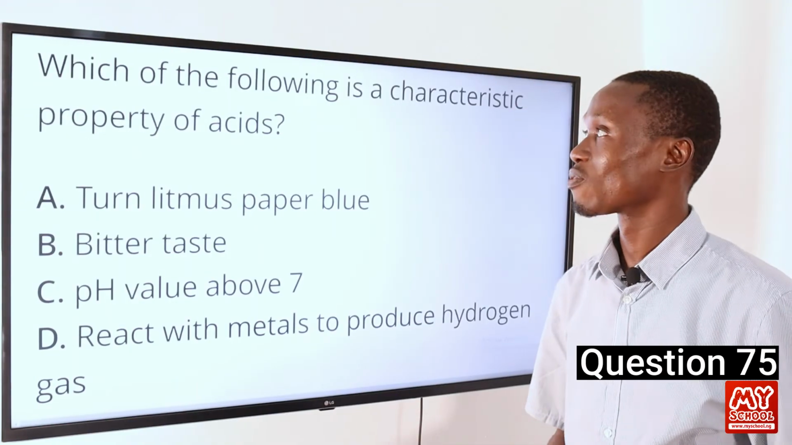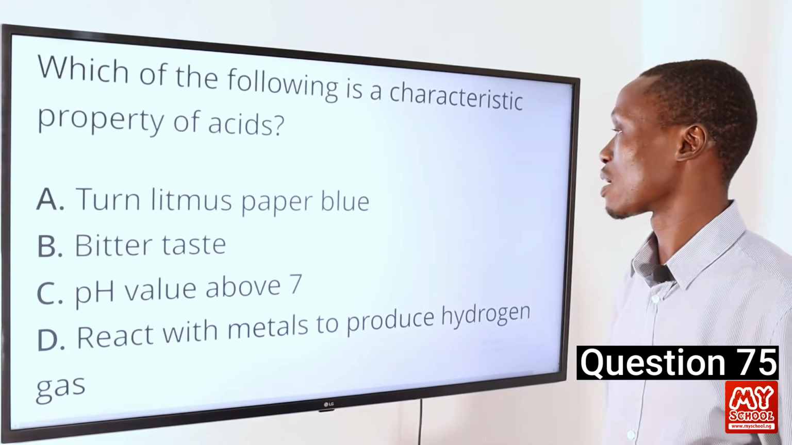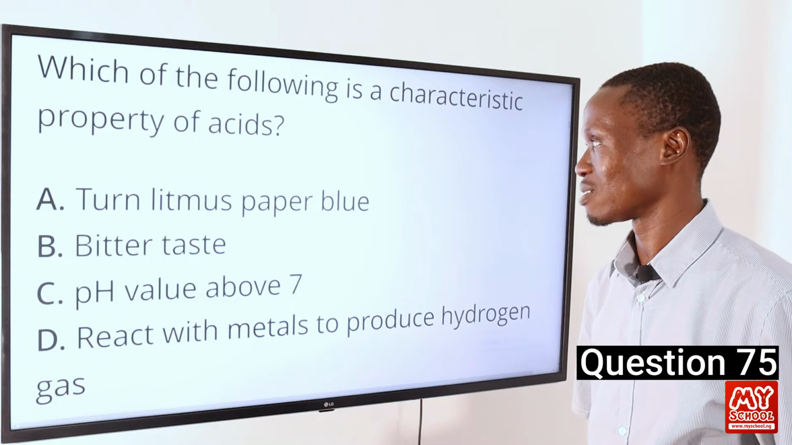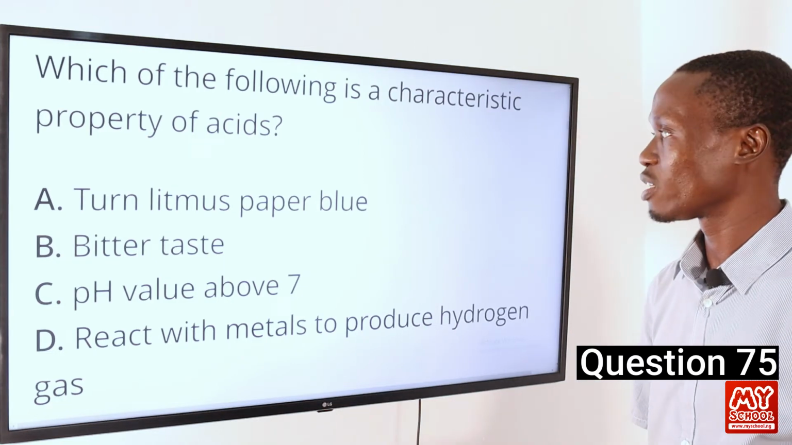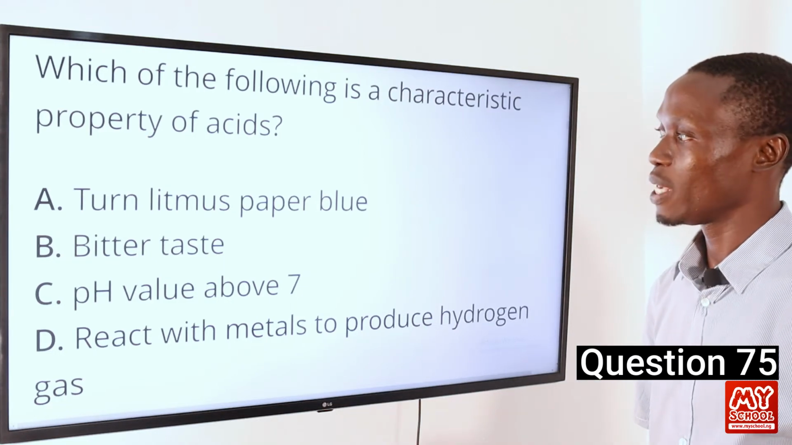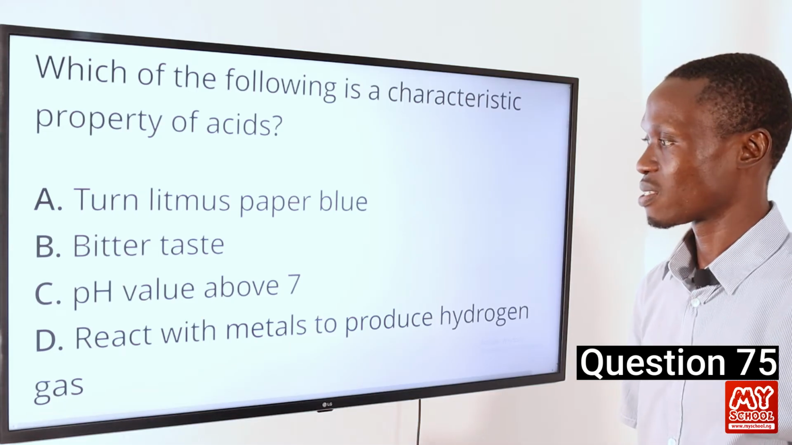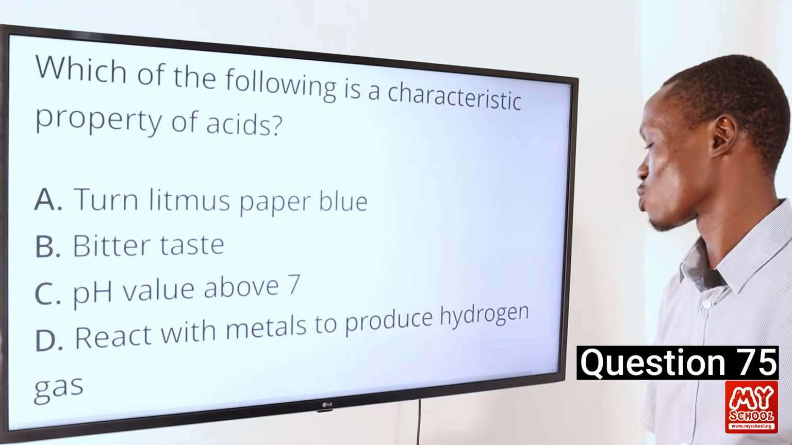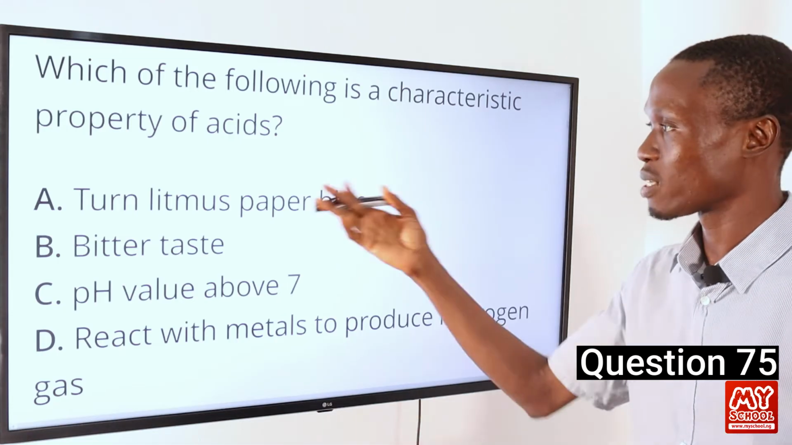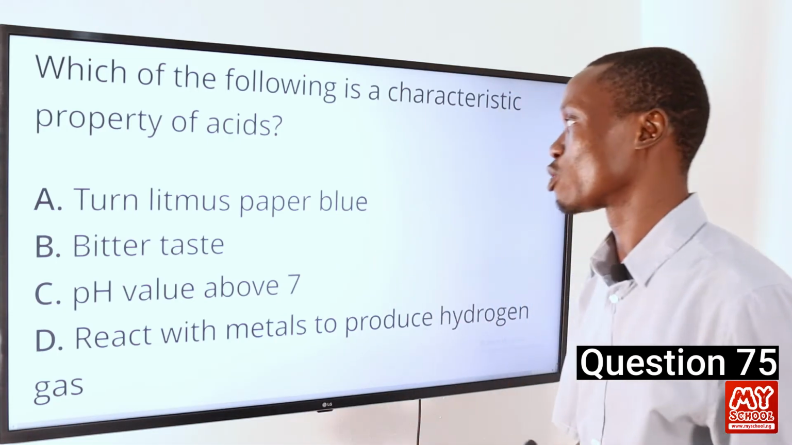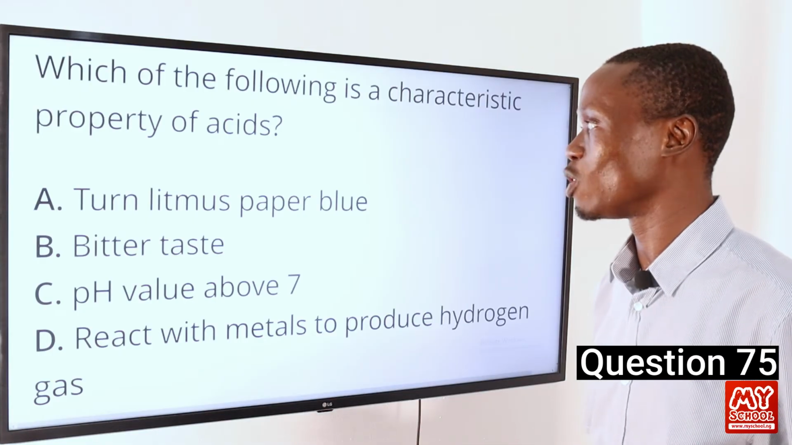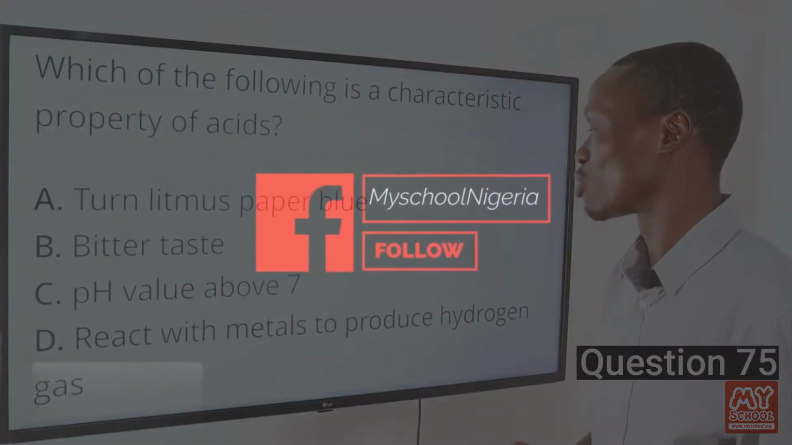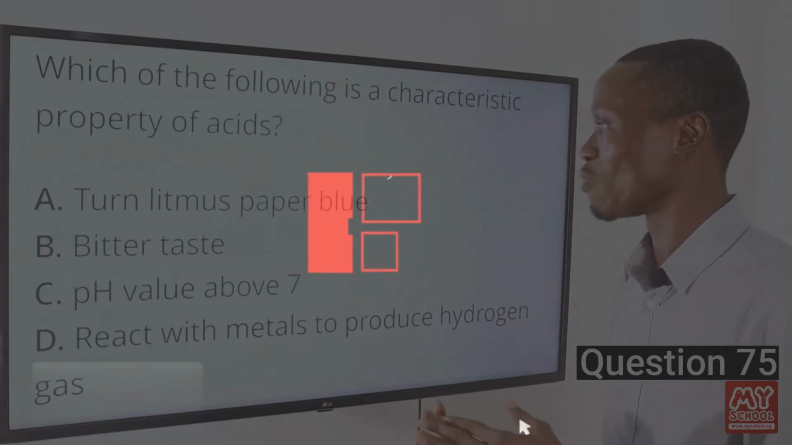Question 75. Which of the following is a characteristic property of acids? So A, turn litmus paper blue. B, bitter taste. C, pH value above 7, and D, react with metals to produce hydrogen gas. So let's start with option A. Option A, turns litmus paper blue. No, if the litmus paper is red, then it turns it to blue. That indicates the presence of a base.